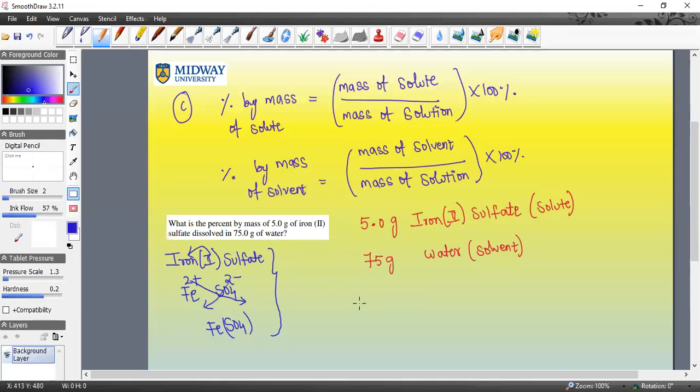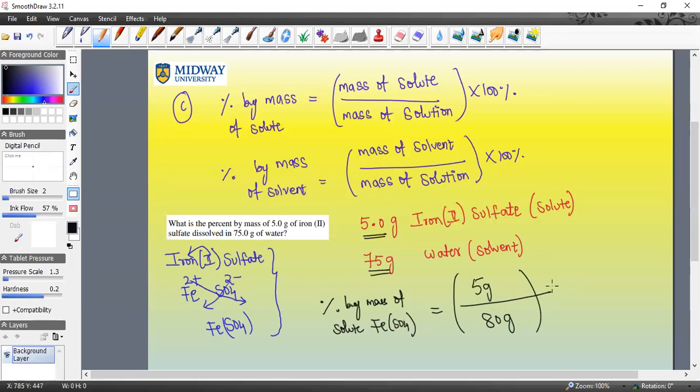So let's find percent by mass of the solute, which would be, let me get a different color, percent by mass of solute, which in this case, I am not going to write iron 2 sulfate. I'm going to write actually the formula, because I did spend time figuring this out. So that's my solute. What is the mass of the solute? It's 5 grams. What is the mass of the solution? Well, a solution is a combination of solute and solvent. There's 5 grams of solute and 75 grams of solvent. So mass of the solution is 80 grams.